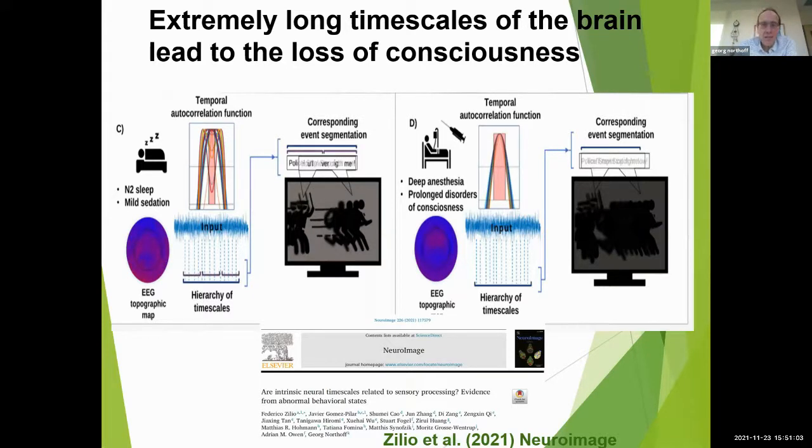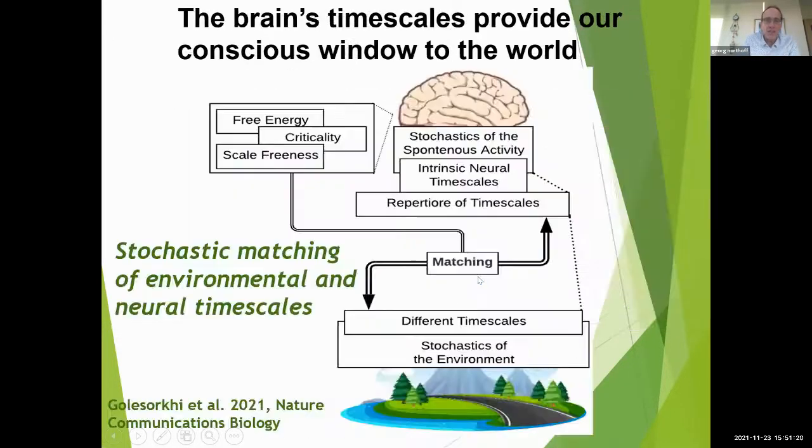So meaning it's completely blank. You cannot segment the events in a temporal way anymore. It's completely blank, and that's what you perceive. And this is indeed based on real data. So that really suggests the importance of the brain's time scales for consciousness. This is in the early stages of research, but we have more and more evidence that they are key.